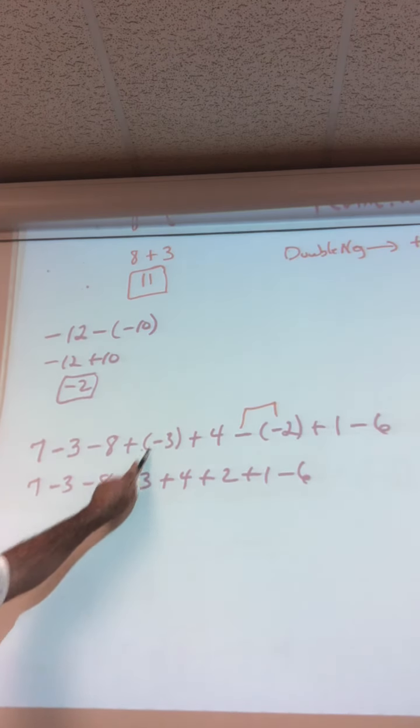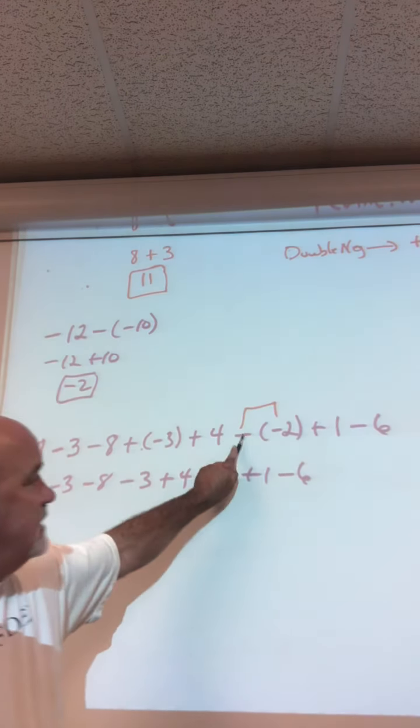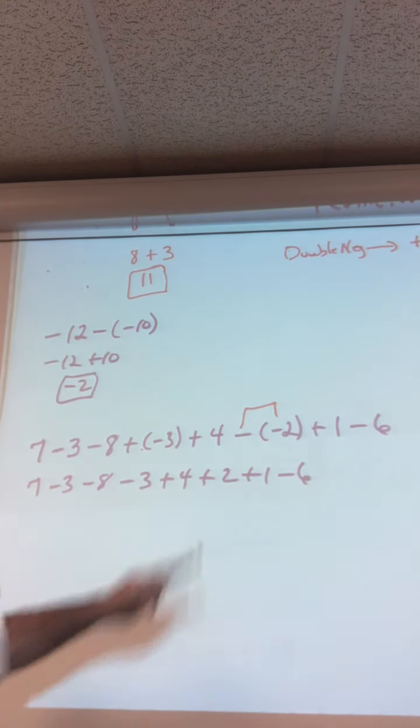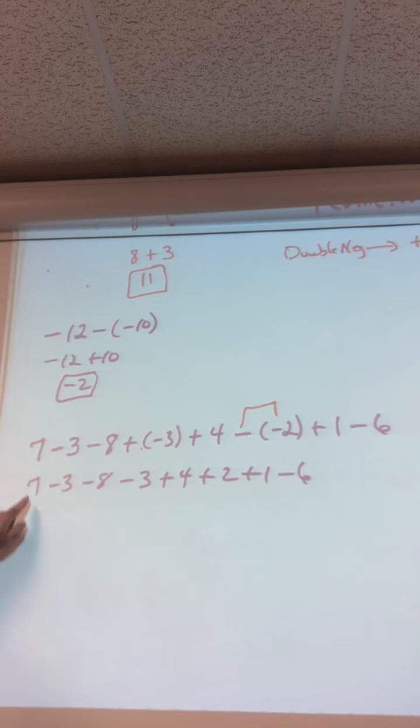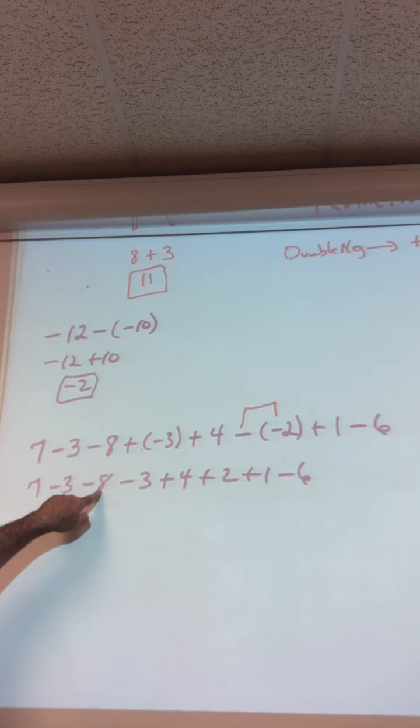So I'll replace that with that. I'll replace this with that. Now, go straight across. Go with me here. All right, you win 7, but you lose 3. So what does that mean? It means you're still up 4. If you're up 4 and you lose 8, that means you're down 4.